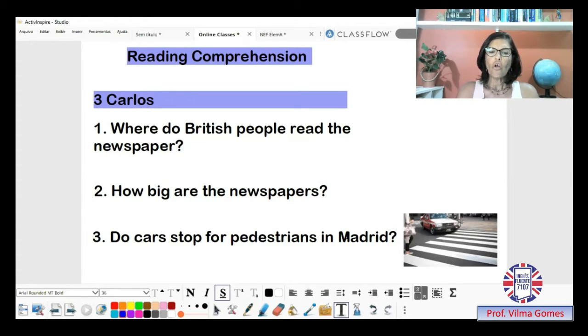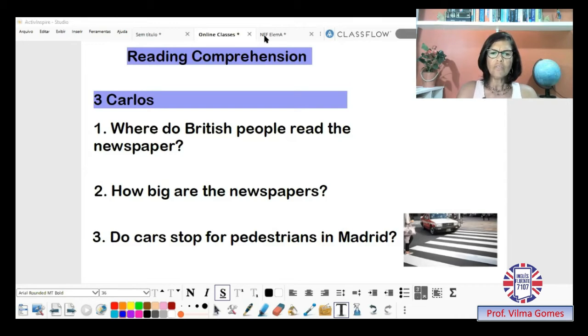Do cars stop for pedestrians in Madrid? Olha aqui, ó, em the zebra crossing. Eu coloquei uma foto aqui da zebra crossing, né? Faixa de pedestre. Então, when people stand, olha aqui, ela tá, né, em pé na faixa. When they stand, the cars stop. When? In Britain, not in Madrid, not in Brazil, ok? Muito bem. So, do the cars stop for pedestrians in Madrid? Vamos dar uma olhadinha no texto?